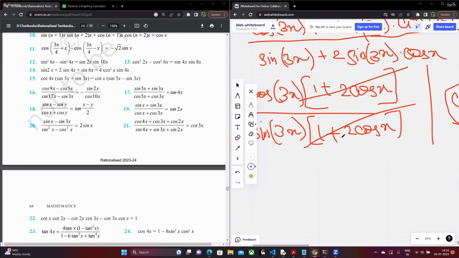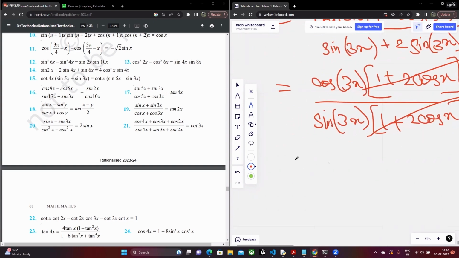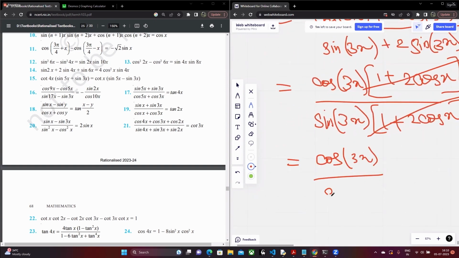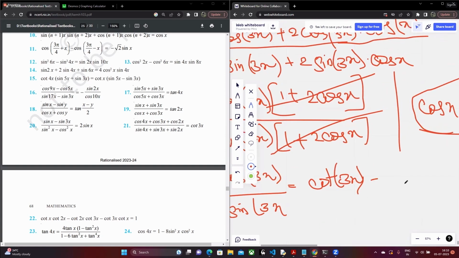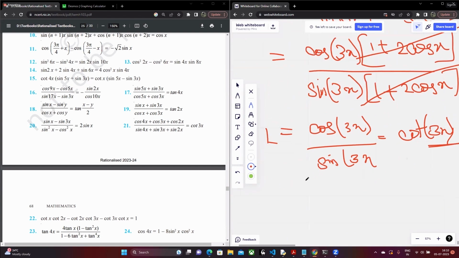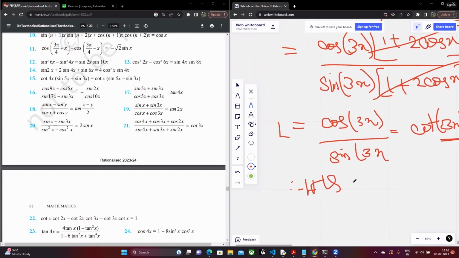So you are going to be left with cos of 3x divided by sine of x, right? Which is equal to cot of 3x, which is the right hand side. Therefore, you have shown that the LHS is equal to the RHS. Therefore, you have to state.